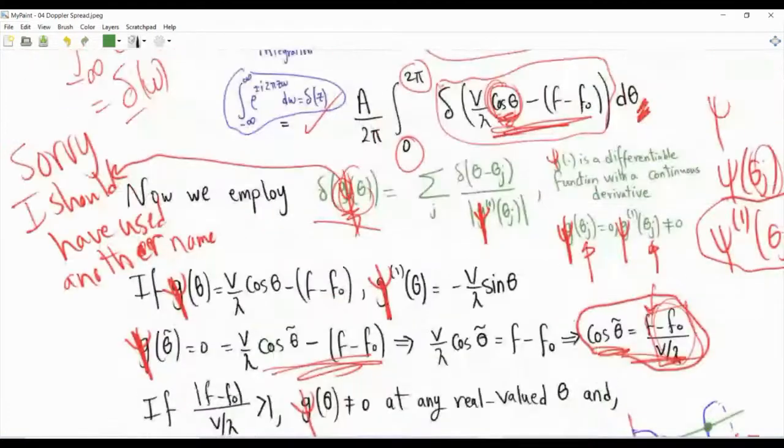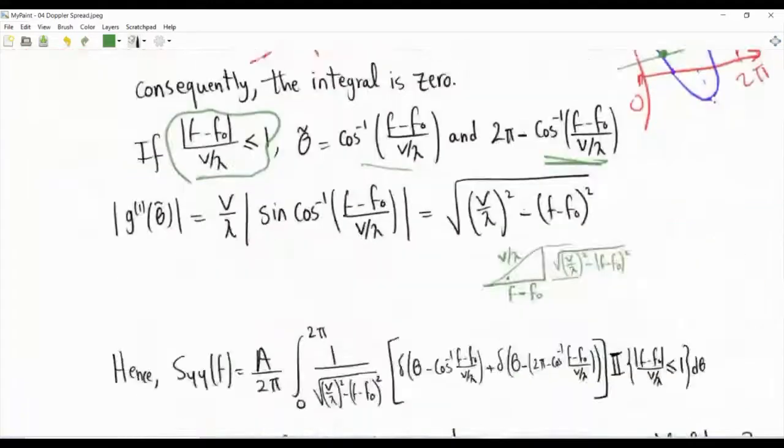To apply our formula, we need the first derivative of the psi function evaluated at where the function is equal to 0. So I will take this function, and the derivative is sine. The nice thing is that we need the absolute value of the function. So if there is a minus sign, the absolute value of -1 is 1. And so whether we are talking about this term or that term, what we have is v over lambda times the absolute value of sine of cosine inverse. This will give you a minus sign, but because we take the absolute value, they both give the same result.